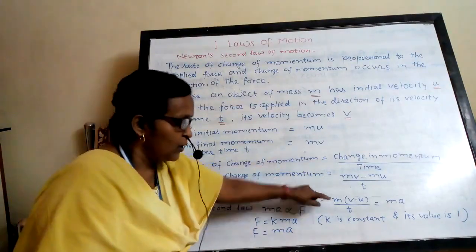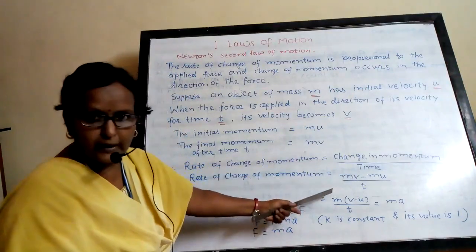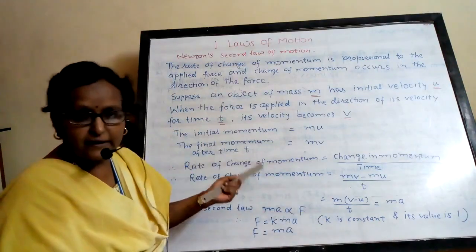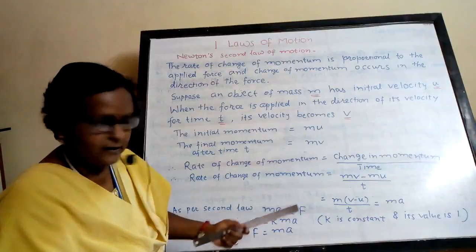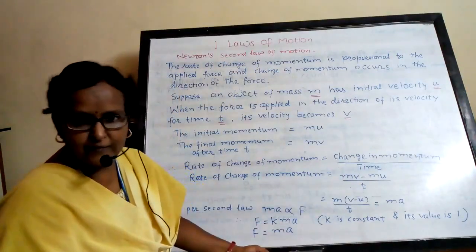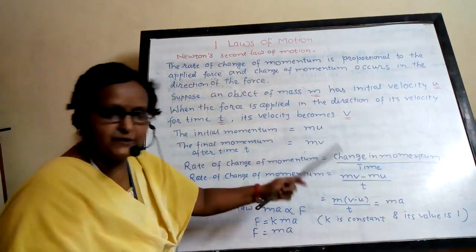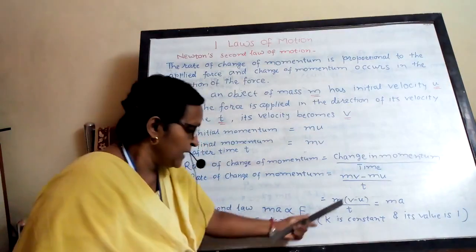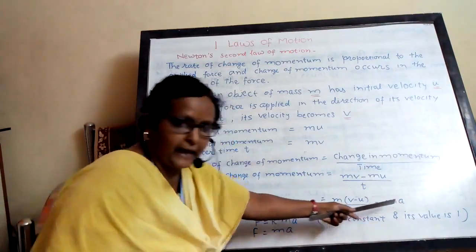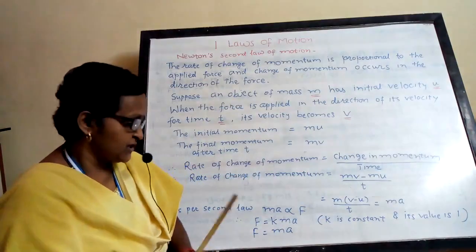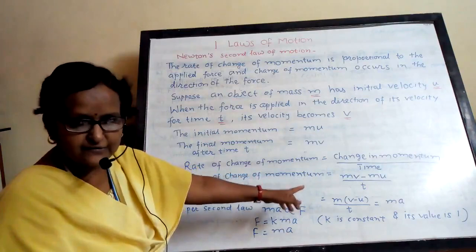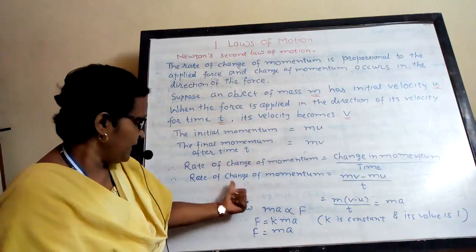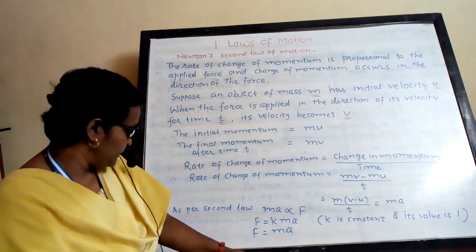Now I have taken m common from mv minus mu, it remains m into (v minus u) upon t. So the day before yesterday we have seen v minus u means change in velocity. Change in velocity in time t is called the acceleration, that we know very well. So v minus u upon t becomes a. That is the acceleration, the rate of change of velocity. So the rate of change of momentum is equal to m into a.